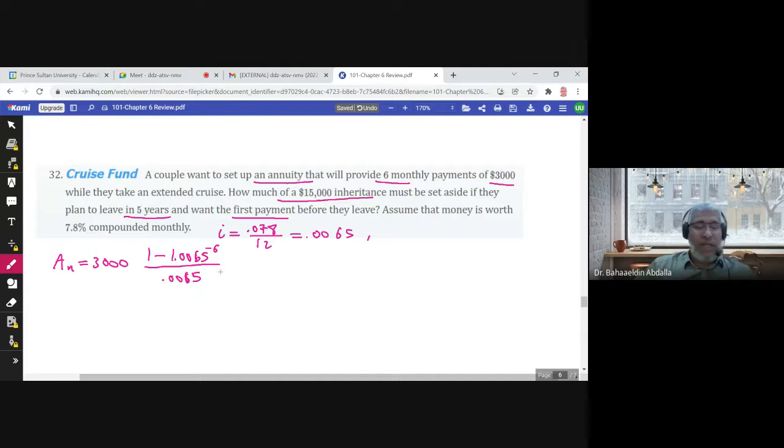0.0065. And they need the first payment before they leave, so this is an annuity due. So I need to multiply by 1.0065. Use the calculator to evaluate this, and the answer would be 17,711.88. Well, this is what they need, okay? But they need this amount in 5 years.